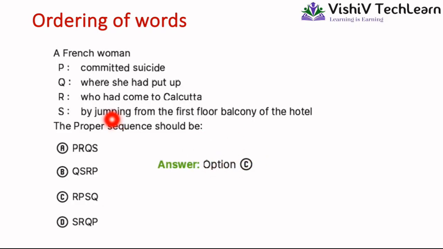Okay. Now in this case, other sequence, if we check, a French woman committed suicide who had come to Calcutta where she had put up, but S is remaining. Okay, so if we start with P, we are remaining with S, and that doesn't make any sense. So that way option C should be right only. Let's go for next question.